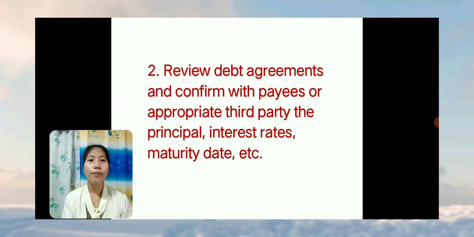Number 2, review debt agreements and confirm with payees or appropriate third party the principal, interest rates, maturity date. The auditor should examine the client's copies of notes payable, bond indenture instruments, and supporting documents such as mortgages and trust deeds. He should also send confirmation requests to payees or auditors to validate information about date of origin, due dates, unpaid balance, interest payments, and collaterals for the debt.